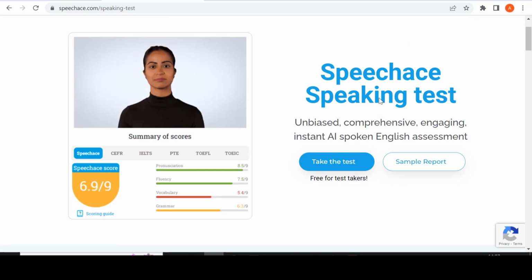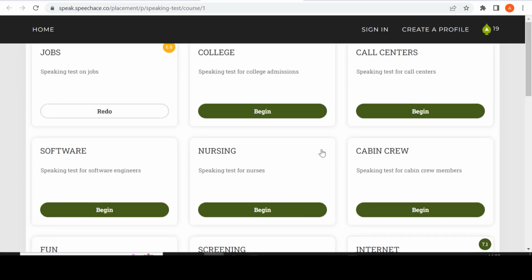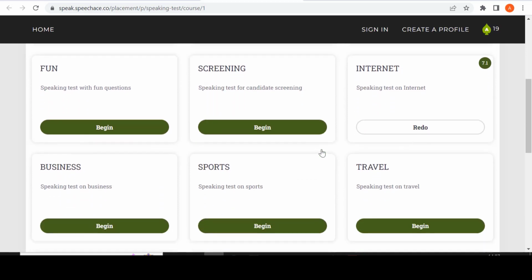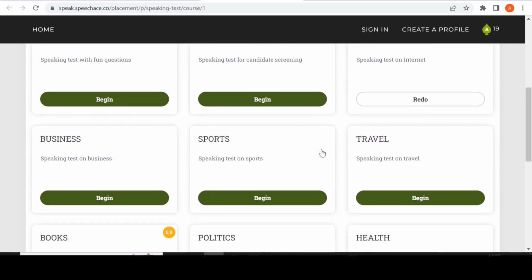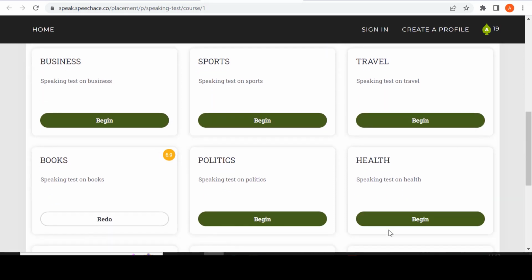is unbiased, comprehensive, engaging, and it's instant. So the biggest advantage is that it is instant. Now you have to press Take the Test. There are many topics, as there were many topics in the general practice modules also. So probably I would like to talk about health.